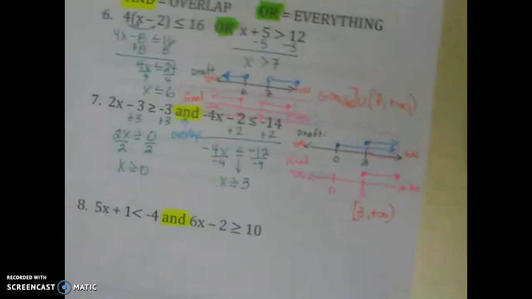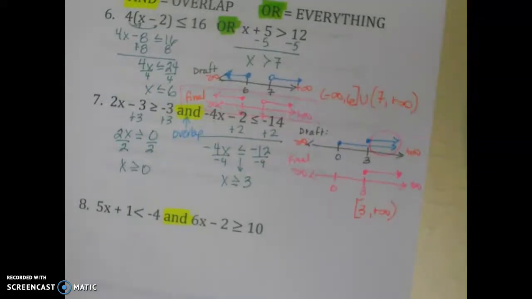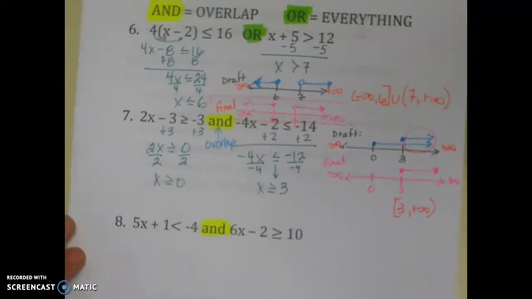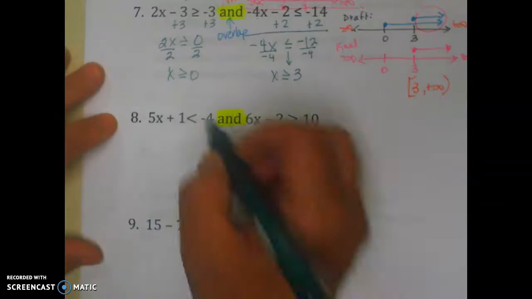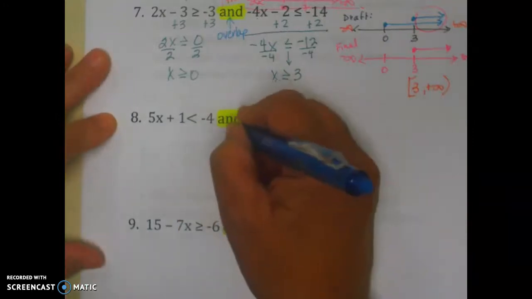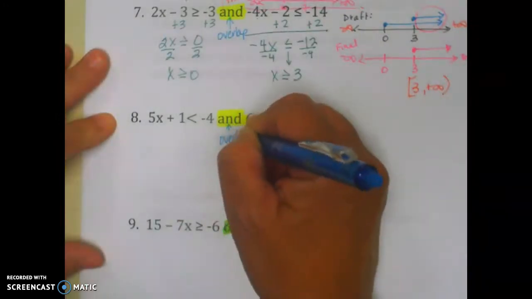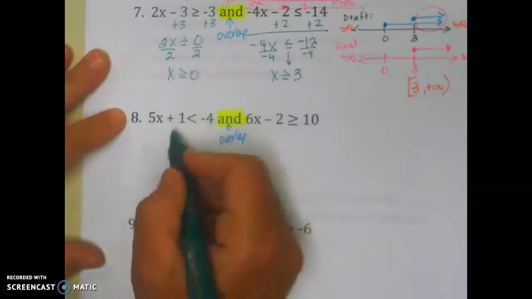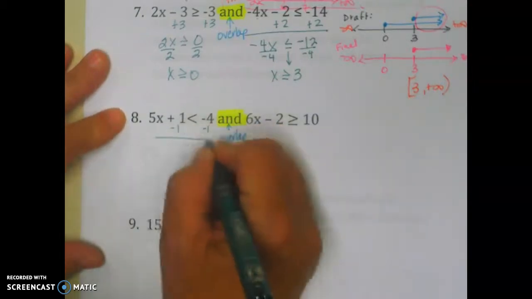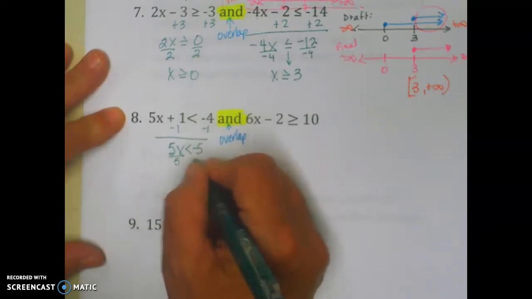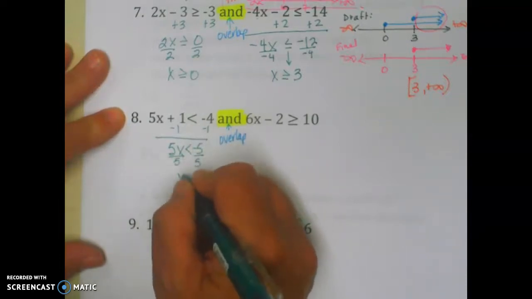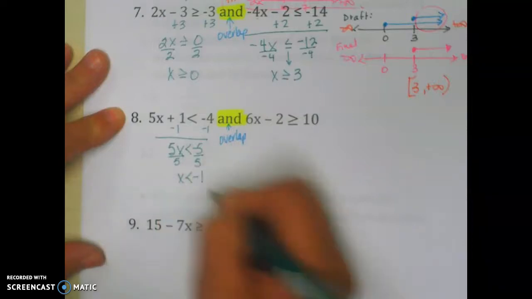Okay, I'm going to try the next one. We have, first, this is an and, okay, which means we know we're going to do overlap. I'm going to solve the first equation, subtract 1. I have 5x is less than negative 5. Divide by positive 5. Since we're dividing by a positive, I don't have to flip anything. x is less than negative 1.